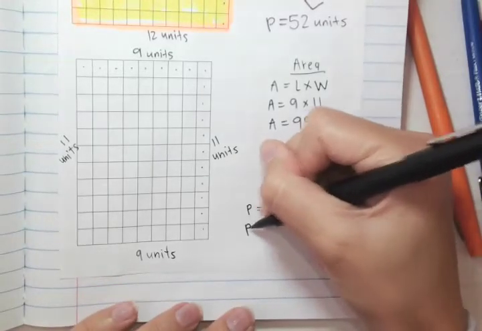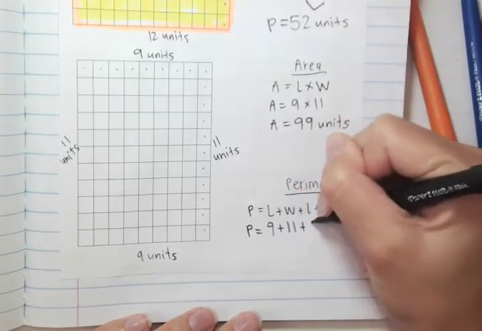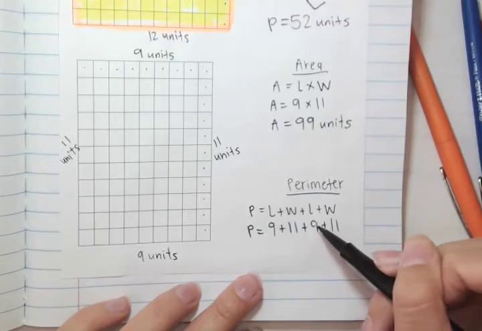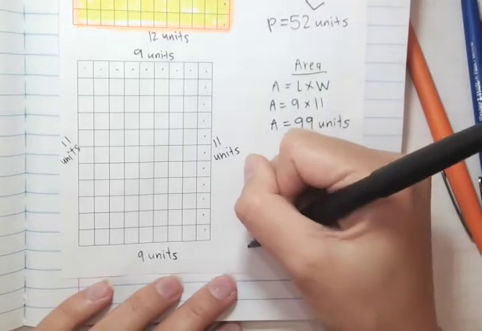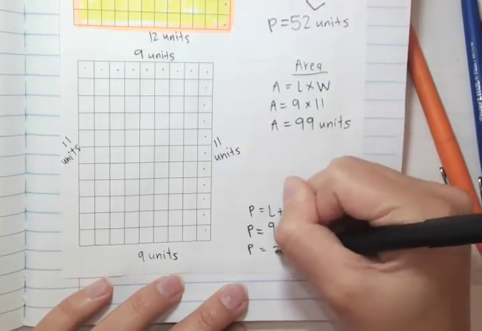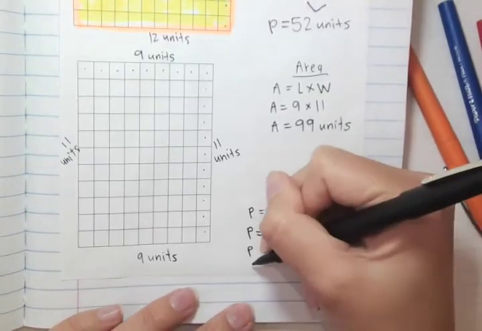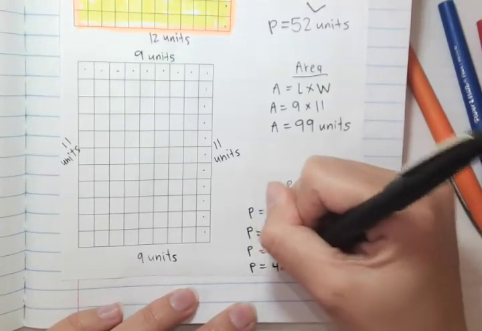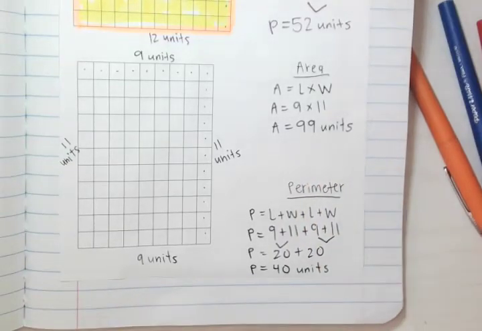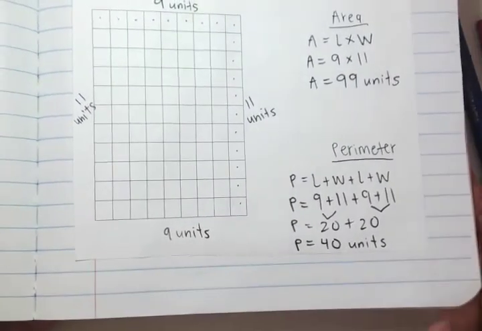So let's plug those numbers in. Equals 9 plus 11 plus 9 plus 11. Okay, so 9 plus 11. Let's start there. That would be 20. 20 plus, same thing here, 20. So perimeter equals 40 units. There it is, folks. Simple, quick, and easy. You just have to know the correct formula.